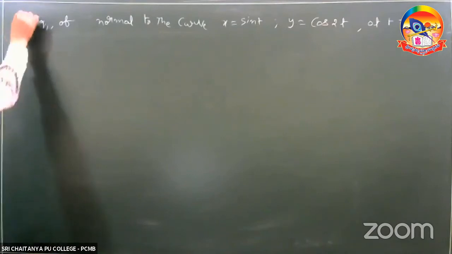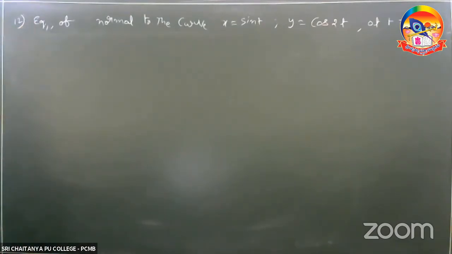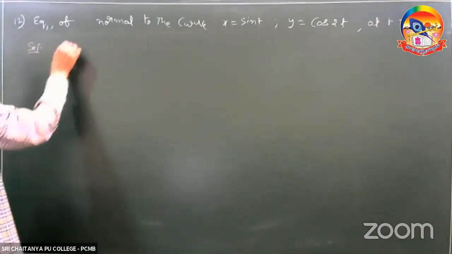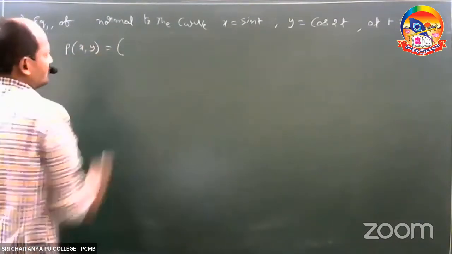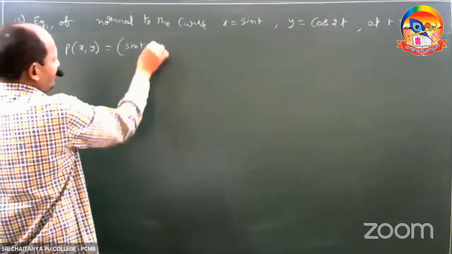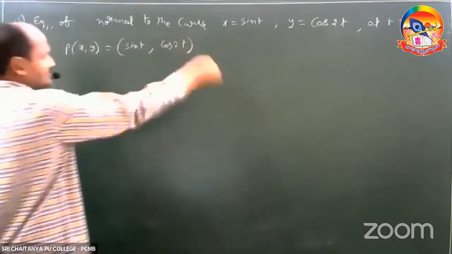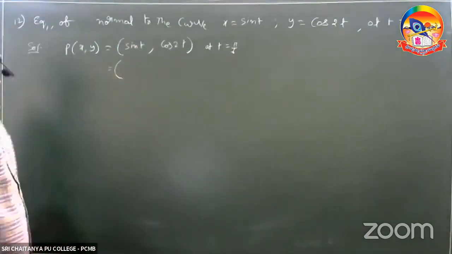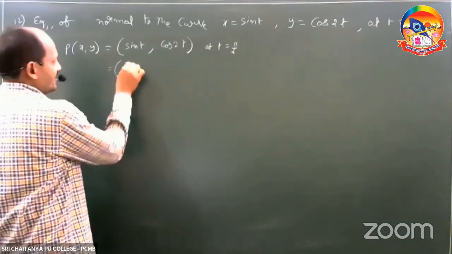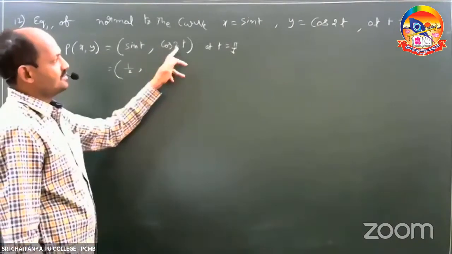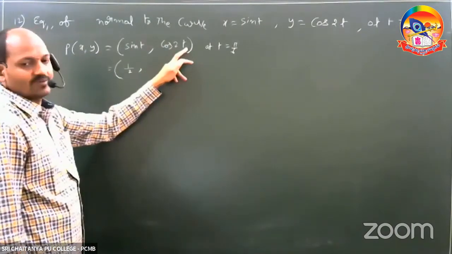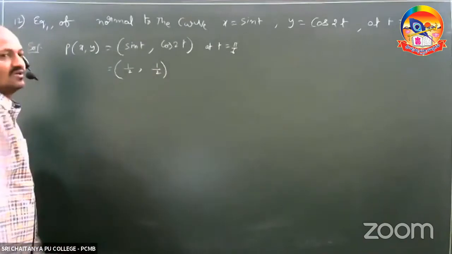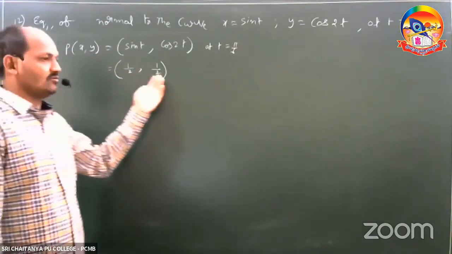So first we have to find the ordered pair, that means a point x comma y. How to find the point? x comma y is equal to the x value sin t and the y value cos 2t. Given t is equal to pi by 6: sin pi by 6, sin 30 degrees, and cos 2 into pi by 6, that means pi by 3, 60 degrees, cos 60 degrees is 1 by 2. So the ordered pair is the point 1 by 2 comma 1 by 2.